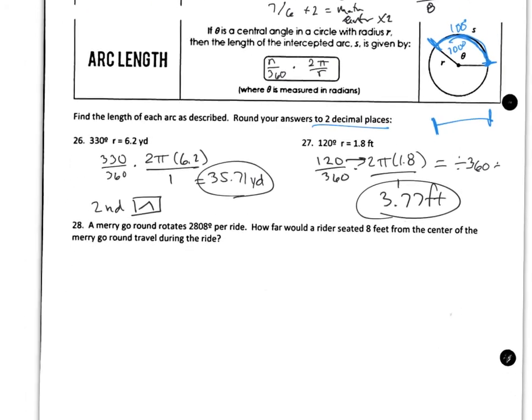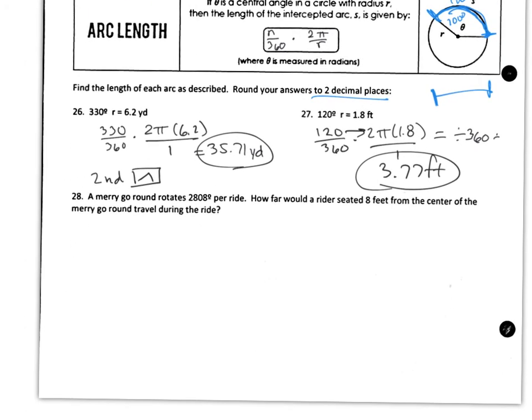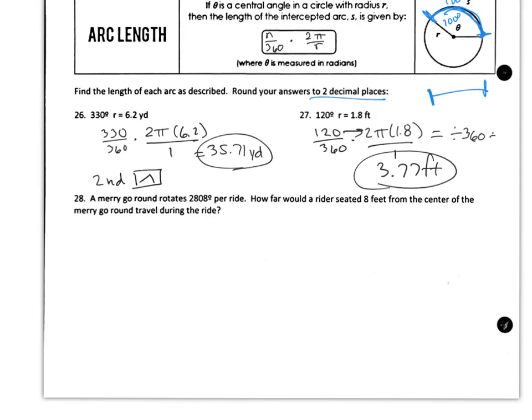Here's more of an application of it. Same idea. So we have a merry-go-round that rotates 2,808 degrees per ride. So again, a merry-go-round. It's going like this, right? So you go around probably lots of times. How far would the rider seated 8 feet from the center be? So that's your radius.